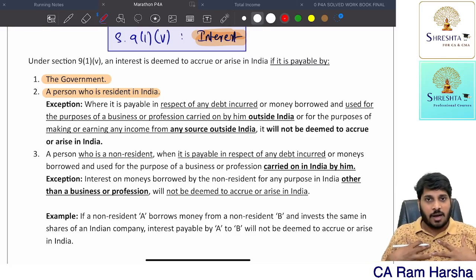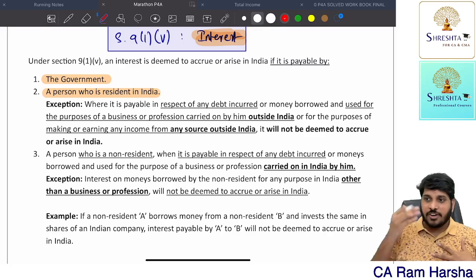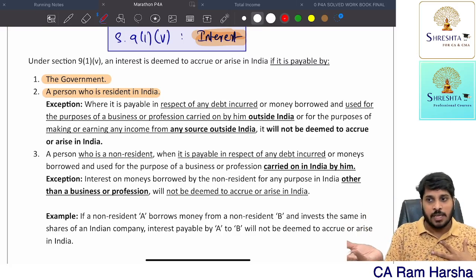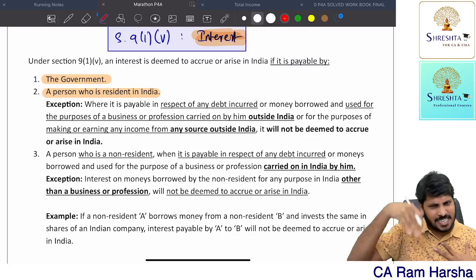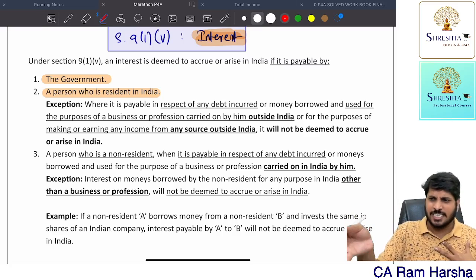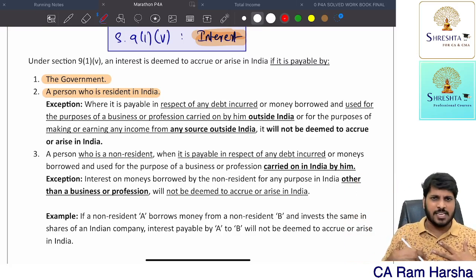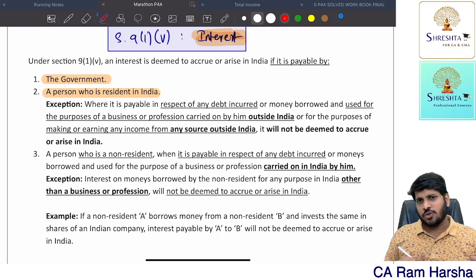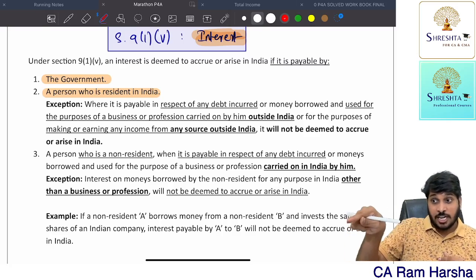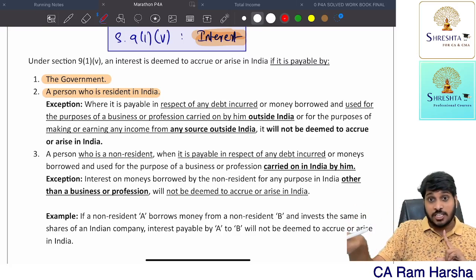Suppose I am staying in Canada. My friend is there in India. I gave a loan to him. He is paying me interest. He is staying in India. He is a resident in India, first of all. As per section 6, he is a resident. This fellow is paying me interest income. Technically, since a resident person is paying interest to me, we assume the source is in India.